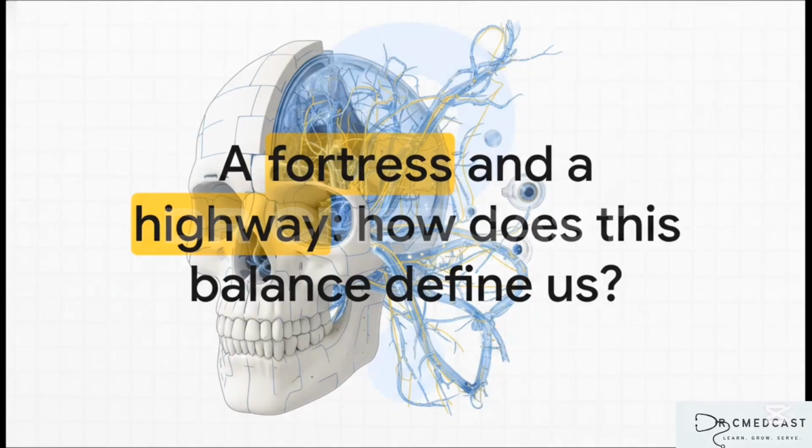And this brings us to a final thought. The skull perfectly embodies this fundamental biological paradox. It is an armored fortress designed for maximum protection, but at the same time, it's also a complex highway full of passages that are essential for communication and for life. And how this elegant balance of strength and openness works together? Well, it truly defines our ability to perceive, to think, and to exist.